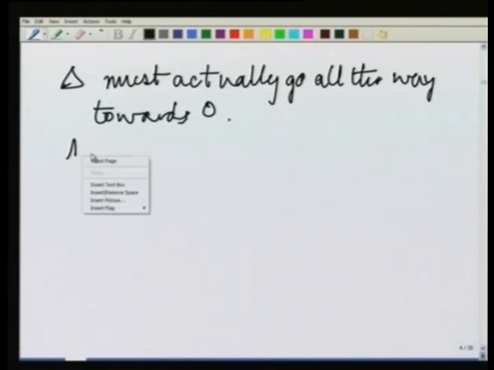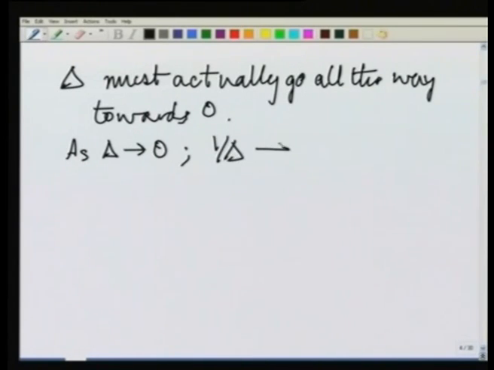Now, let us see what happens to the approximate impulse as the unit of the discretization goes to 0. The area, as we said, must remain fixed at unity. The width of the support gets smaller and smaller and tends to 0. If both these constraints have to be met, then necessarily the amplitude 1 by delta should tend to infinity. So, as delta tends to 0, 1 by delta will tend to infinity. There is no help for it.